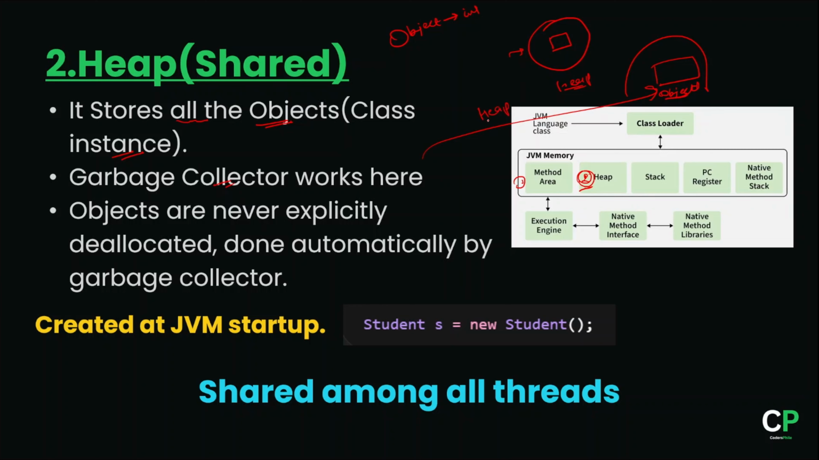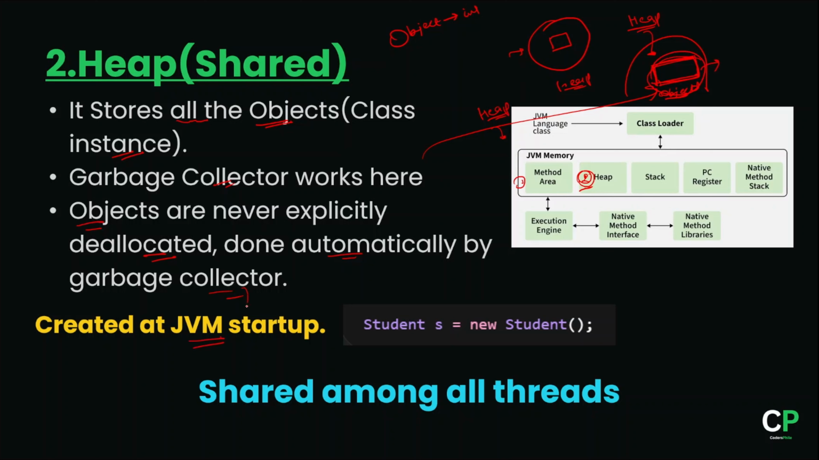What is the garbage collector? We will see in the next slides. The objects are never explicitly deallocated. It is done automatically by the garbage collector. For example, once an object is created in the heap, it is not explicitly deallocated. It is done with the help of the garbage collector, which comes and deallocates this object.